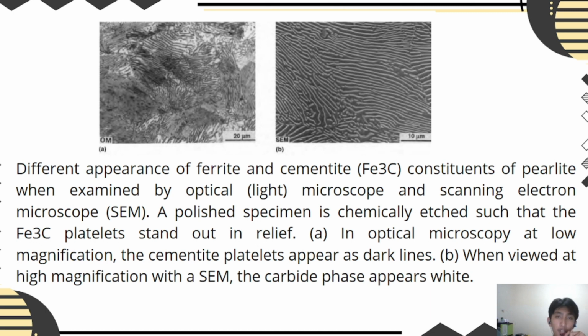The different appearance of ferrite and cementite is seen when examined by optical or light microscope and scanning electron microscope, or SEM. Polished specimens are chemically etched such that the plates stand out in relief. Picture A is an optical microscope at low magnification, where the main plates appear as dark lines, and B is at high magnification with SEM, where the carbide phase appears white.